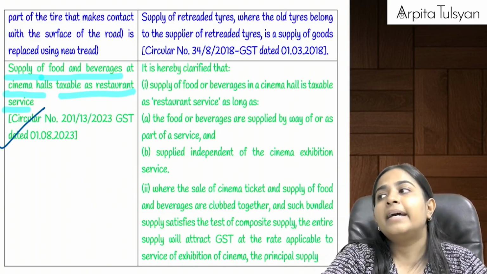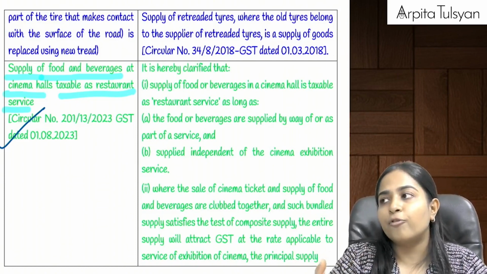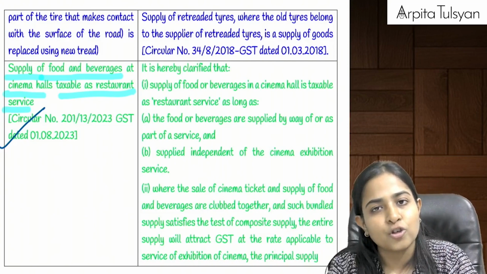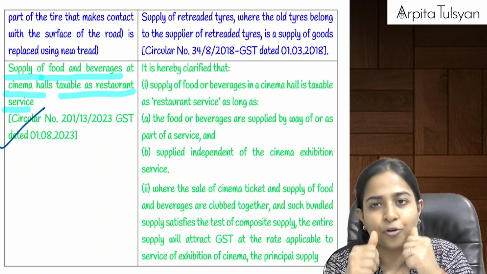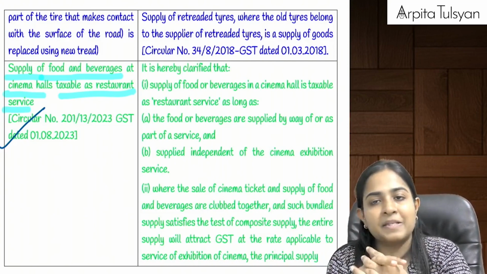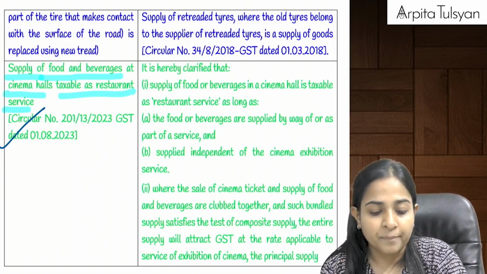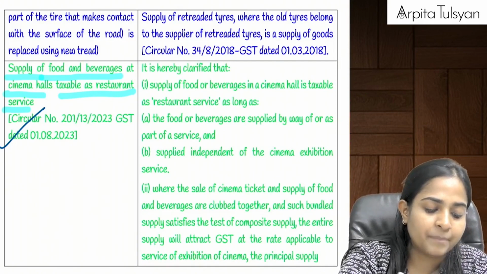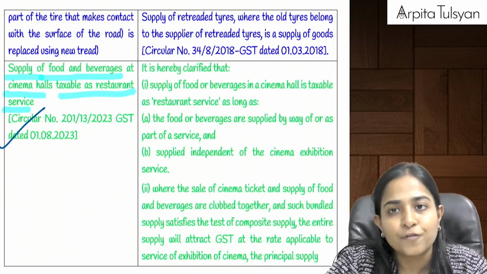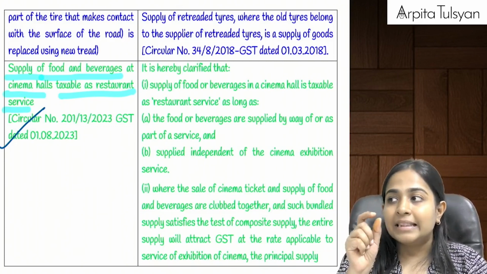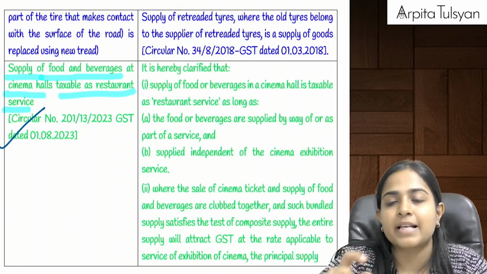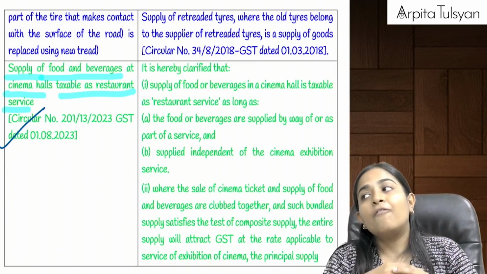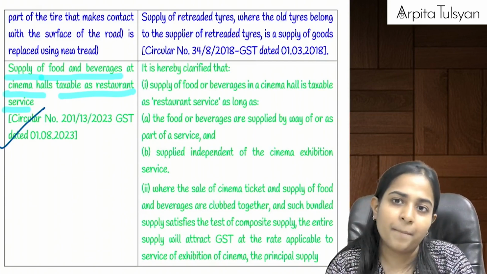But then during the interval or before the movie starts, there are food stalls from where you purchase food, beverages, popcorn, Pepsi, Coke, etc. Now for that purpose, what will be the GST? What will be the impact of GST on the food items or beverages which you are purchasing? Movie ticket is separate, forget about that. What about the food items that you are purchasing?